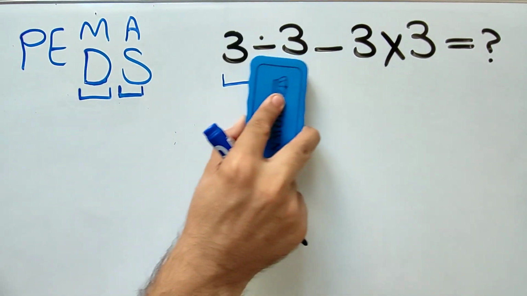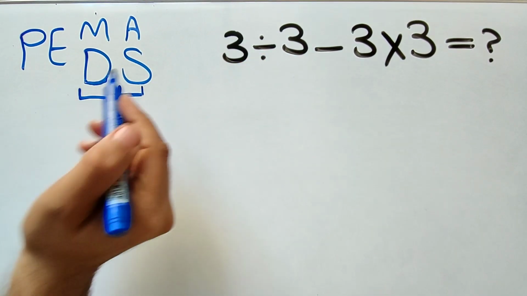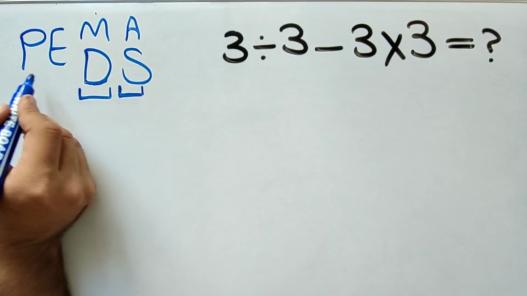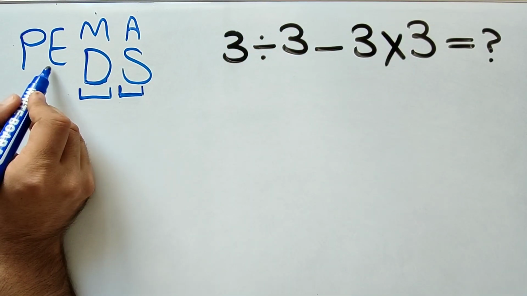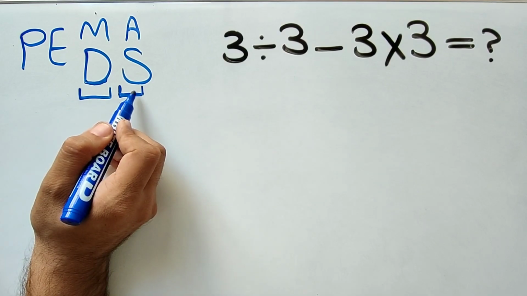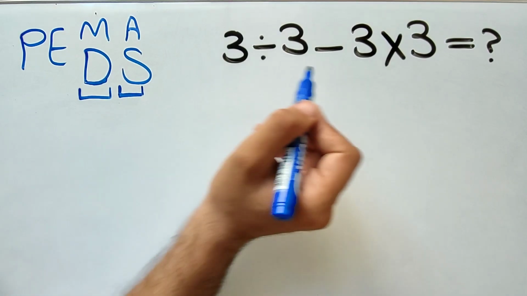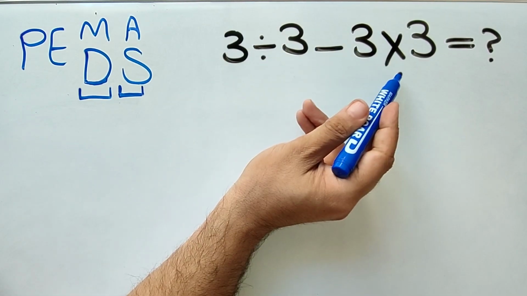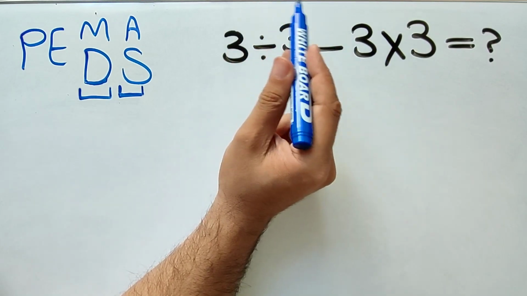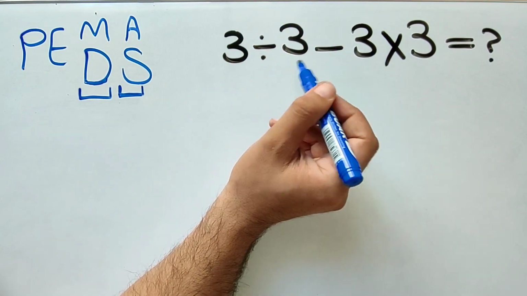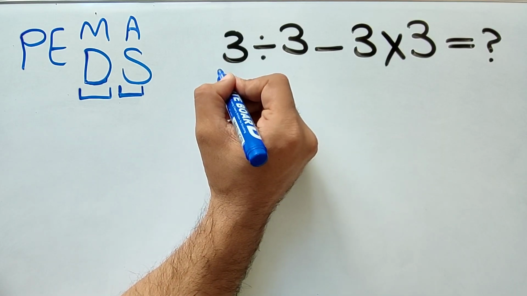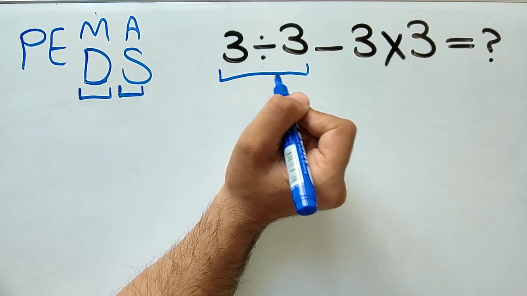According to the rules of mathematics, PEMDAS, that is here, we have to solve this math expression in this way. First parenthesis, then exponent, then multiplication and division, and then addition and subtraction. As we know, division and multiplication are equally important, so we have to solve this math expression from left to right. So we have to solve this division first.